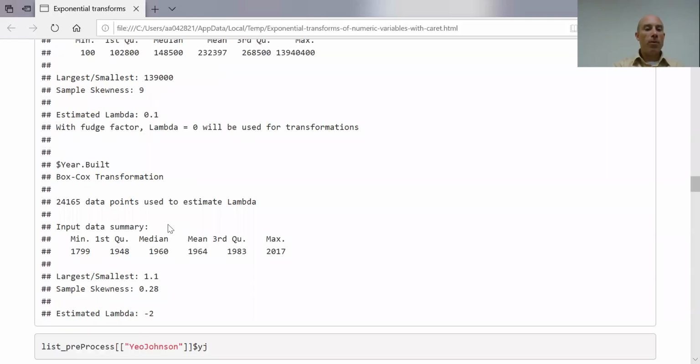Now for year built, it's estimating a negative quadratic term. Okay. And here, if I look at the difference between these two, yes, these are very different values, but they're not orders of magnitude different. Therefore, I'm not really that worried about skewness on this data set.